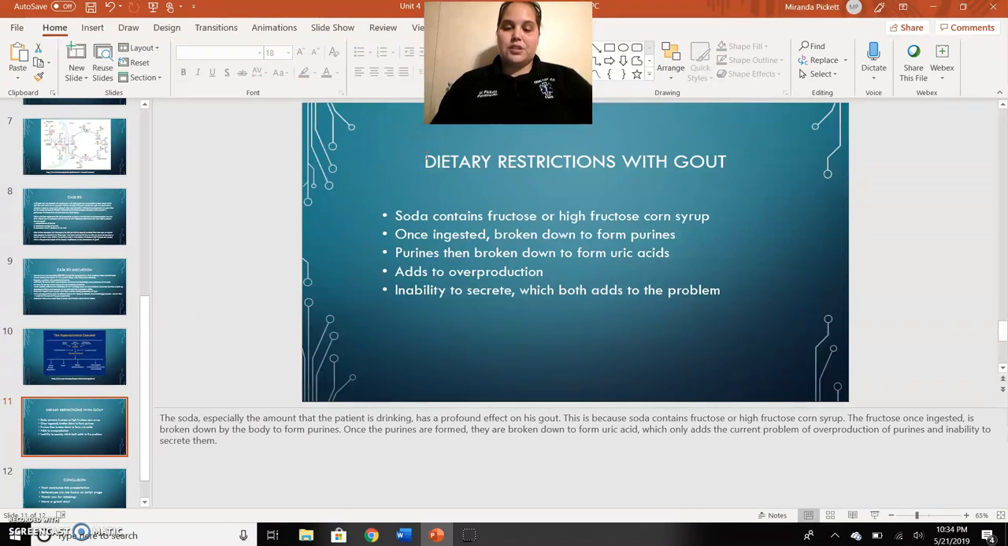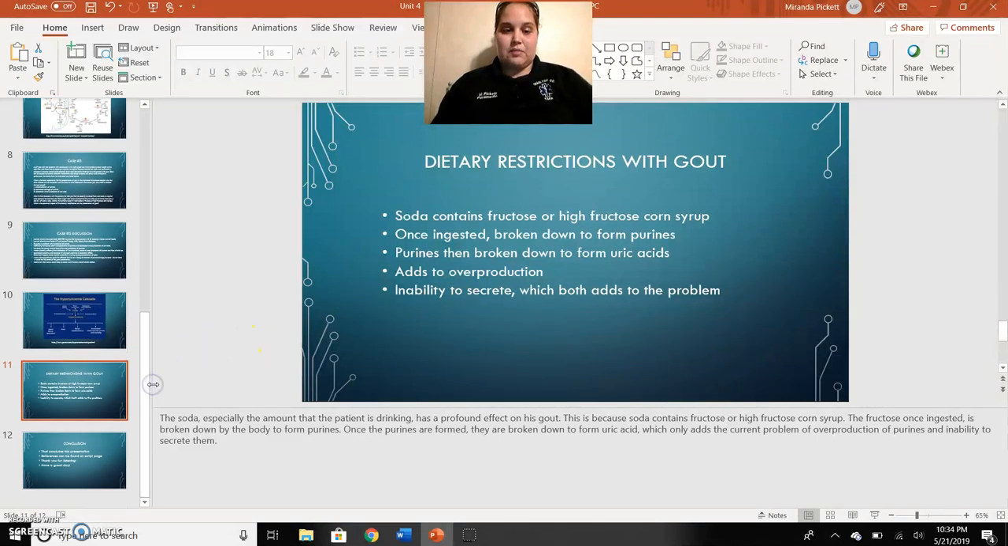Moving on with the dietary restrictions, the patient is drinking, I believe it's 4 to 5 liters of soda a day, and that's a very large amount for anyone, but especially for someone in his condition, as soda contains fructose or high fructose corn syrup. Once fructose or high fructose corn syrup is ingested, it's broken down to form purines in the body, and then the purines are broken down to form uric acid. So we know with gout we're already having an overproduction of purines and an underexcretion of uric acid. So ingesting fructose or high fructose corn syrup is just adding to his problem, and it should definitely be something that he gets under control.